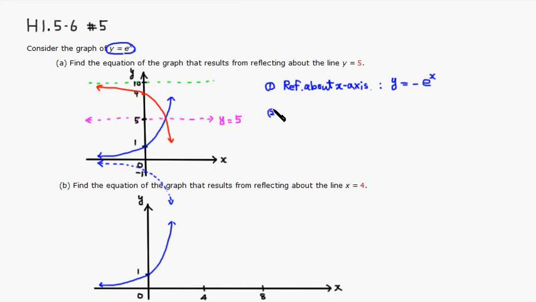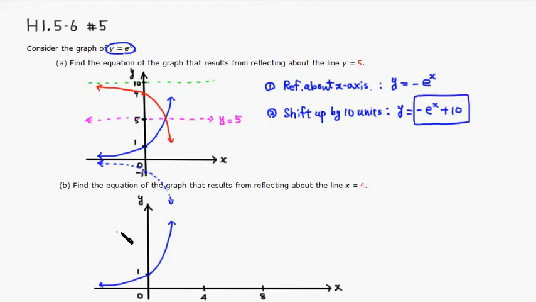So it's going to be shift up by 10 units. We can achieve that by simply adding 10 at the end. So we have negative e to the x plus 10. So this is the equation that we're looking for.